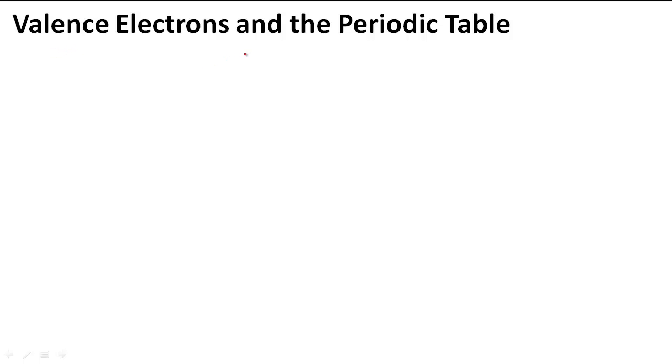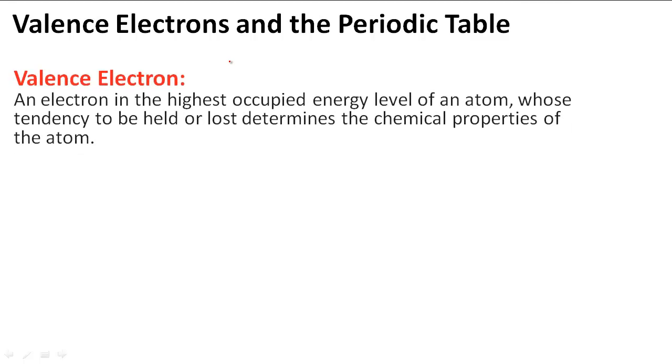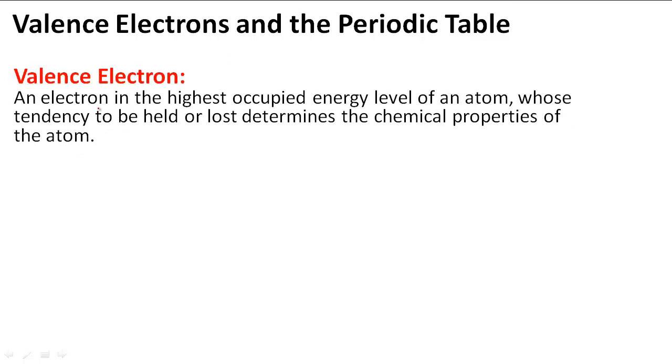Valence electrons in the periodic table. What are valence electrons? Well, a valence electron is an electron in the highest occupied energy level of an atom, whose tendency to be held or lost determines the chemical properties of that atom. So valence electrons are the electrons at the highest energy level.